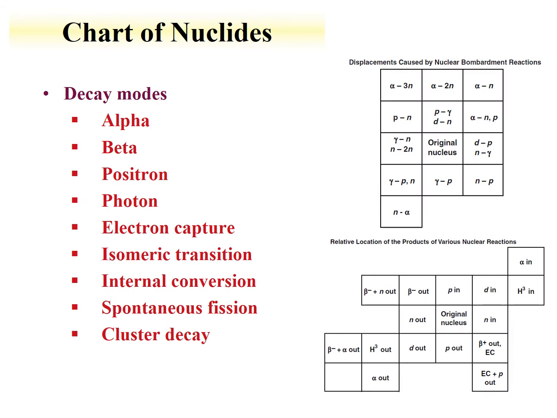A number of different decay modes are covered within the chart of the nuclides. Those include alpha, beta, positron decay, well known, photon decay, electron capture, isomeric transitions, internal conversion, spontaneous fission, and cluster decay.